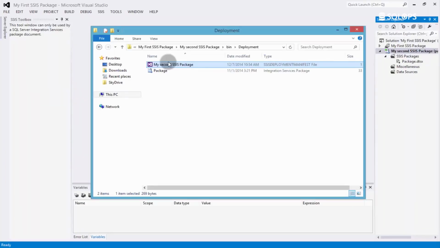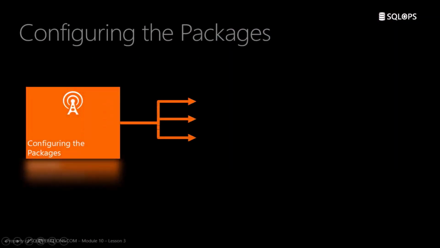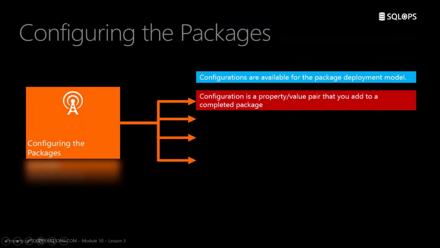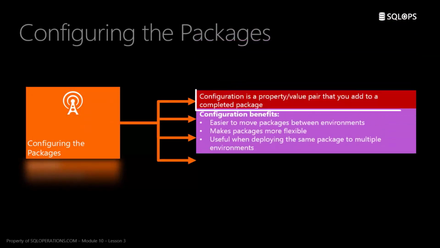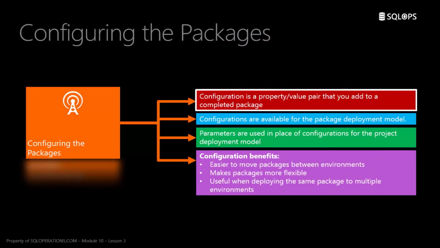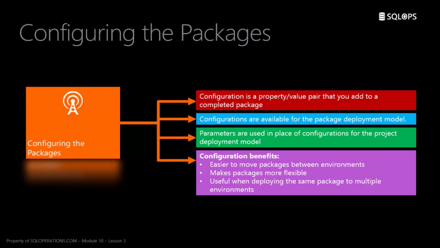So, now that we have learned how to deploy the packages, let's see how to configure them. This lesson will show you how to configure the packages when they are in project deployment model. Configuration is a property value pair that you add to a completed package. Earlier, configuring packages was clunky and in many cases unsecure, as storing passwords of packages would have been in clear text. Microsoft spent much of SQL Server 2012 development efforts focusing on that exact thing.